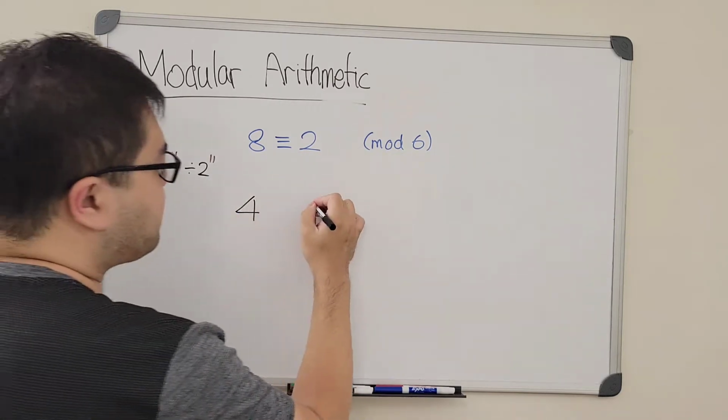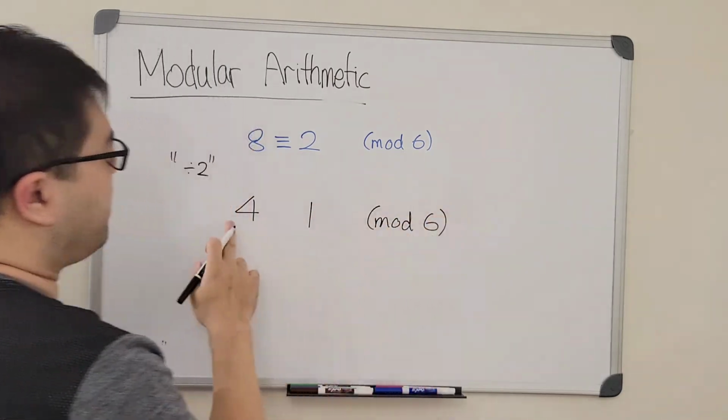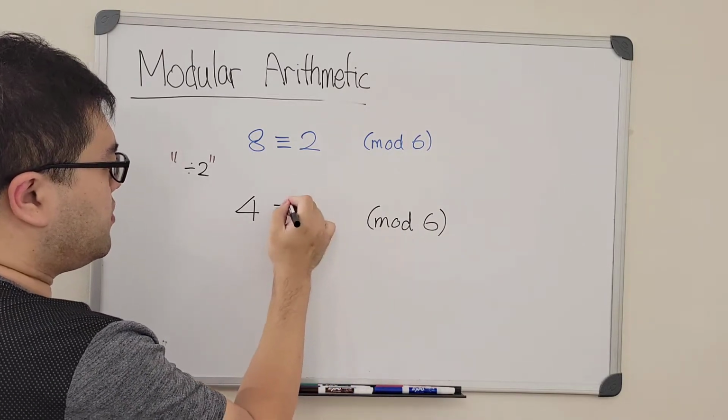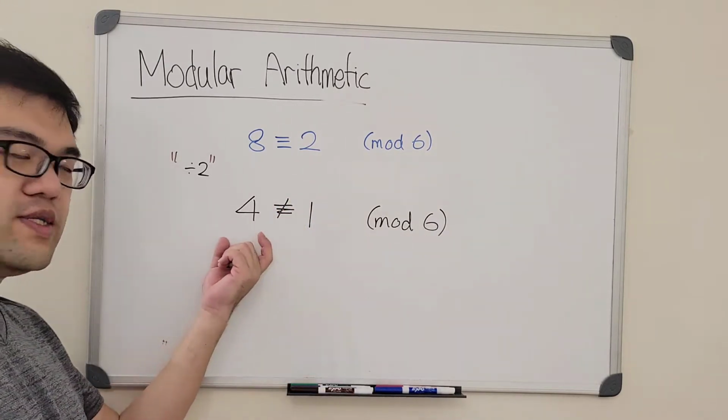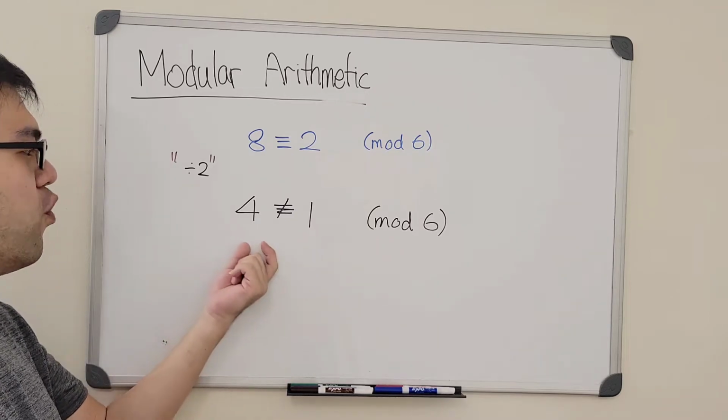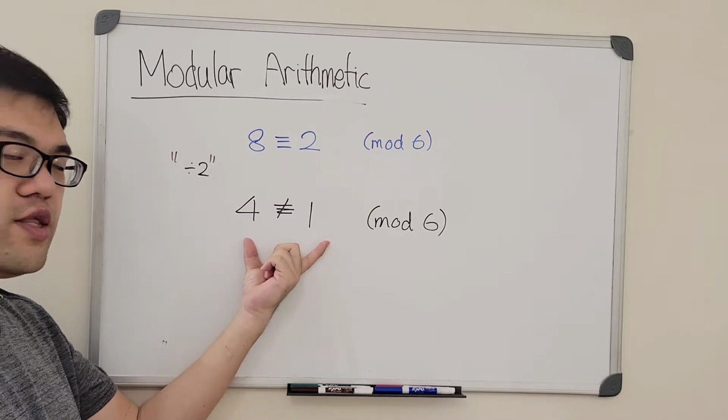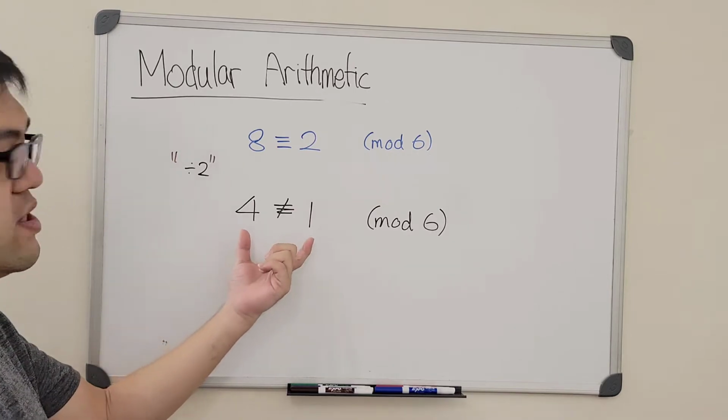And 2 divided by 2 is 1. But is 4 the same as 1 in modulus 6? No. Because 4 divided by 6 has a remainder of 4 itself, and 1 divided by 6 is, of course, remainder 1. And 4 is not the same as 1. So these two are clearly not in the same congruence class. Or in other words, they're not congruent.